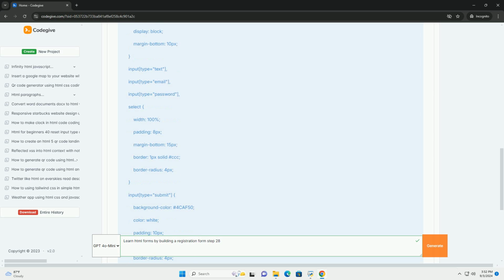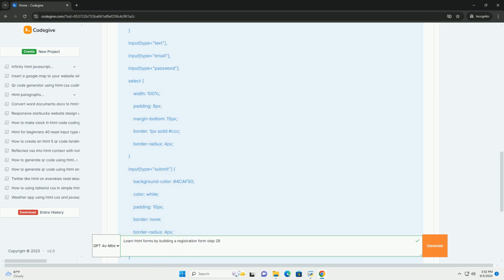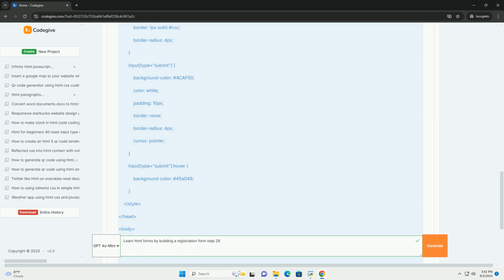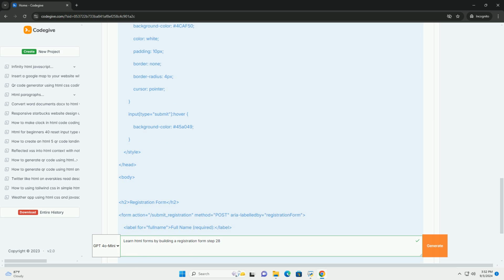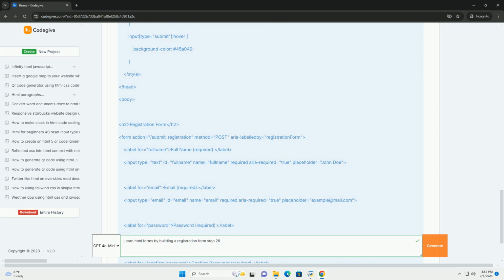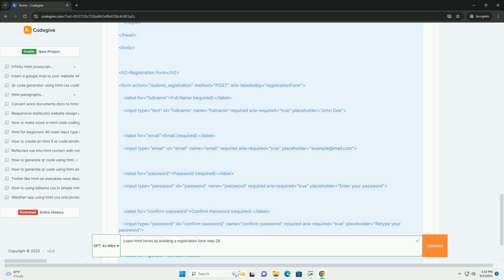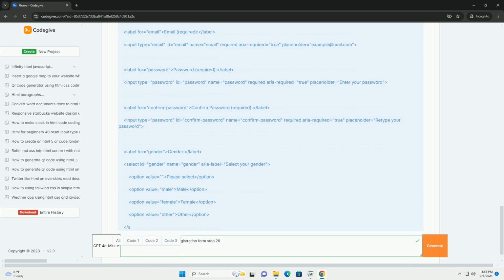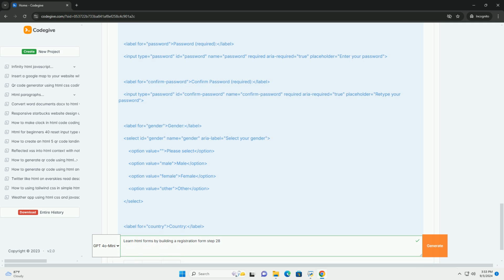Additionally, the step covers the integration of client-side validation techniques to ensure that data entered meets specific criteria before submission, reducing errors and improving data integrity. This may include checks for required fields, proper formatting of email addresses, and secure password requirements.